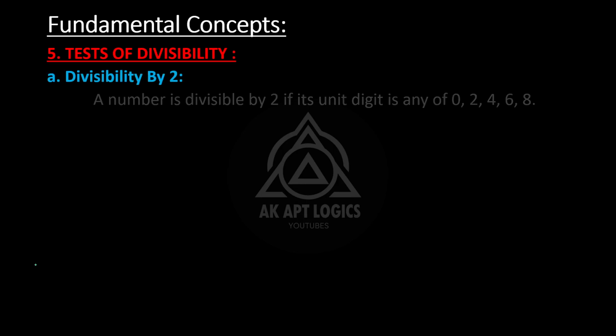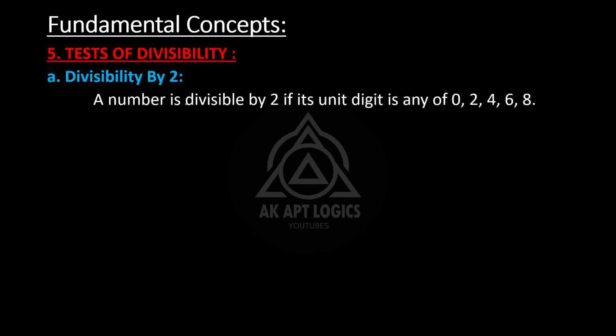Divisibility by 2. A number is divisible by 2 if its unit digit, means the rightmost digit, the ones place digit, is 0, 2, 4, 6, or 8, which means an even number. If the rightmost digit is 0, 2, 4, 6, 8, then the number will be divisible by 2. Let's see.